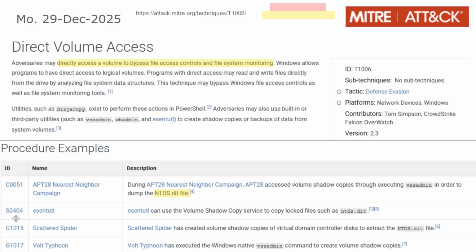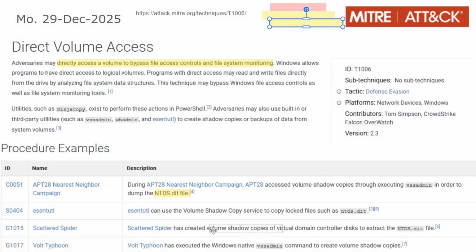But then we have here software, Ntdsutil, which can use the Volume Shadow Copy service to copy locked files, such as NTDS.dit. And a locked file means you can't access it, but if you copy it first, possibly you can access it then. Then Scattered Spider, that's a group, has created volume shadow copies again, so it's all about this volume shadow copy.